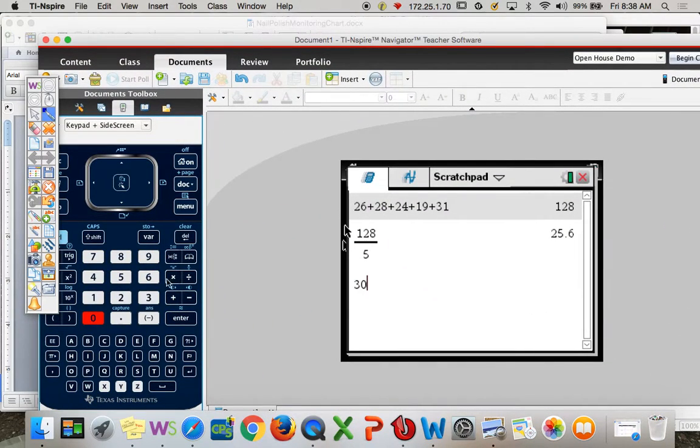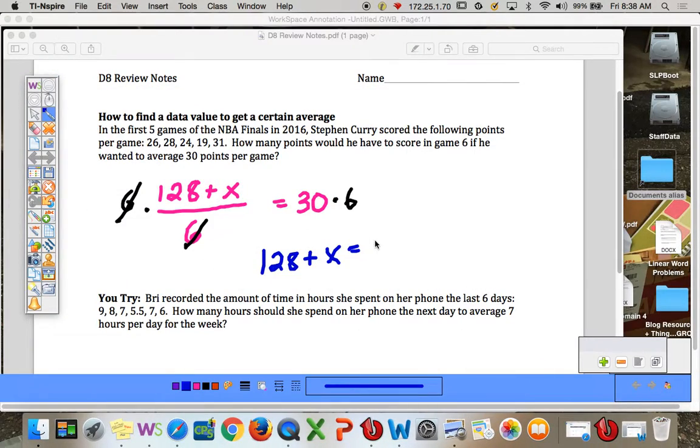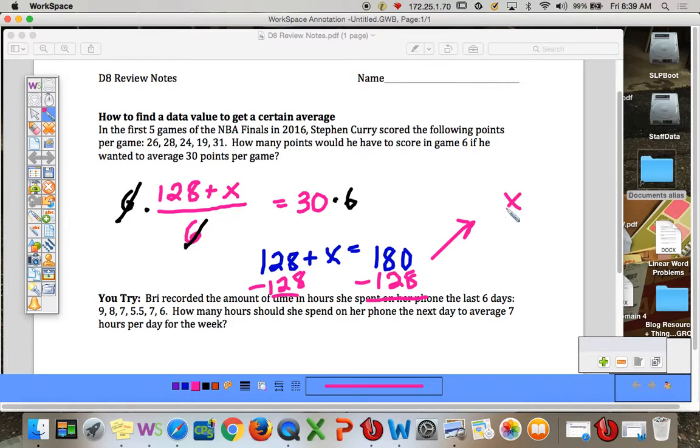Let me double check: 30 times 6, 180, so I'll put that there. Okay, and then last step is we need x. How many points should he score? So let's get rid of the 128. It's being added, so let's subtract 128 from each side, and we will get x equals 52. So in order for Stephen to average 30 points per game, he would need to score 52 points in Game 6.